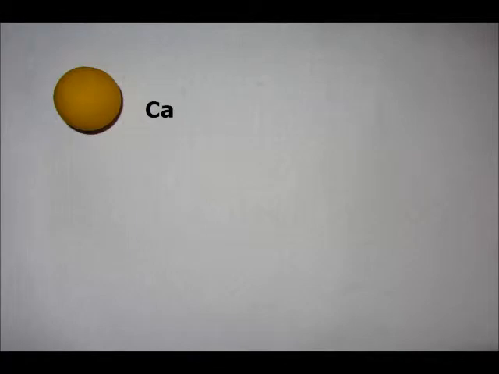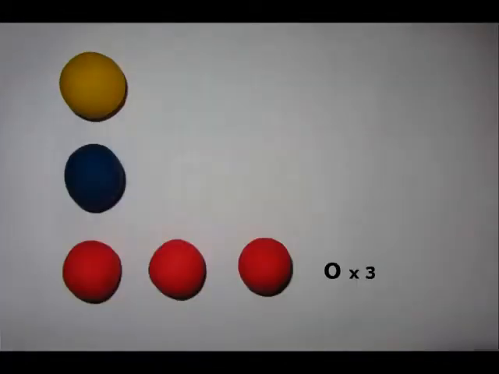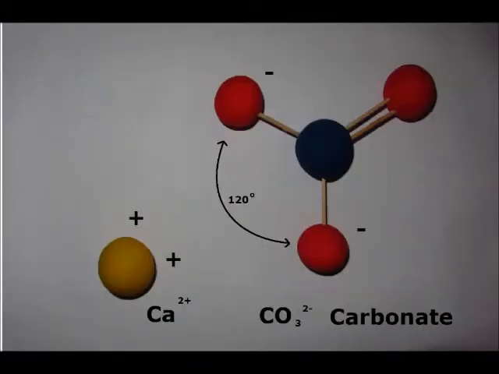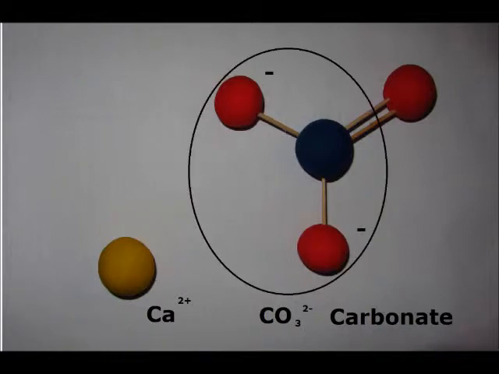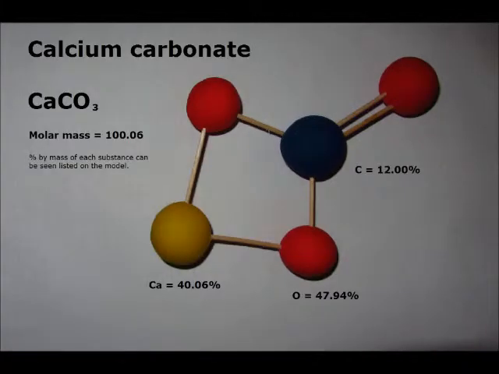The configuration of this molecule is as follows. It contains 1 atom of calcium, 1 atom of carbon, and 3 atoms of oxygen. As you can see, the carbonate is formed like so, and you can see the positive and negative charges of the two components, which then bond together like this to form calcium carbonate.